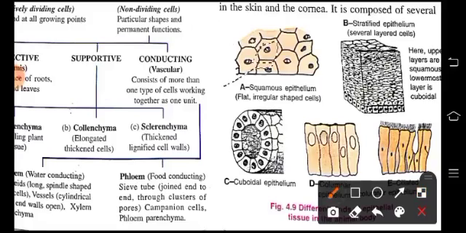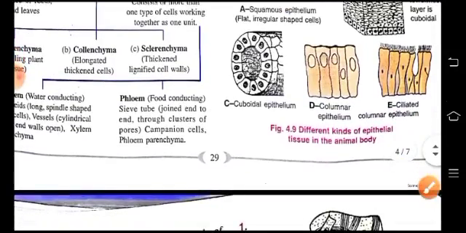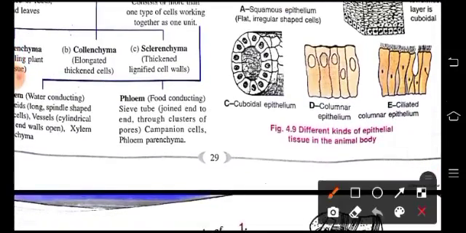Then here is the stratified epithelium, which has several layered cells. Then here are the cuboidal epithelial cells, cube-like structures, and next is the columnar epithelium, which has elongated cells. In some parts they are elongated and have cilia, so they are known as ciliated columnar epithelial cells.